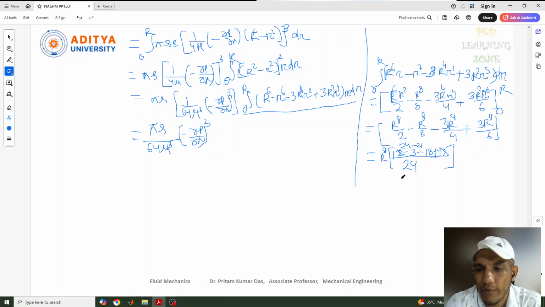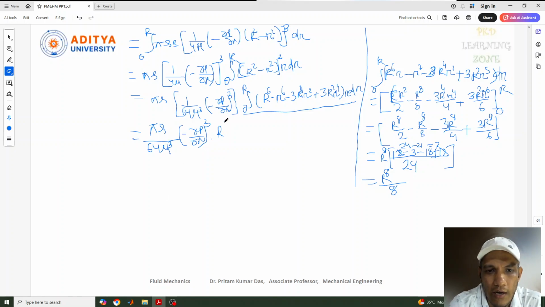Now we can write how much we are going to get. Now r to the power 8, this is 24 minus 21, this is 3, so 3 by 24, so r to the power 8 by 8. Now here I am going to write r to the power 8 divided by the whole terms I have done here, and I am writing this value here. So this one we can write as equation 2. Previously we got equation 1, and now this is equation 2. This is the kinetic energy for the actual one.